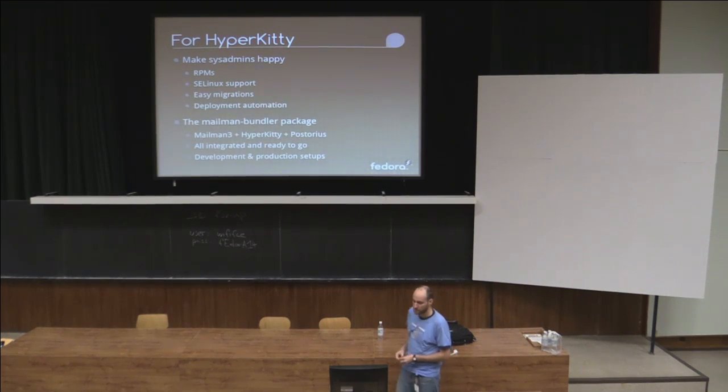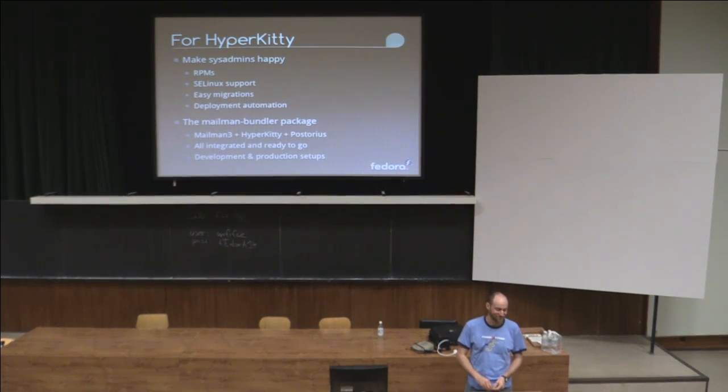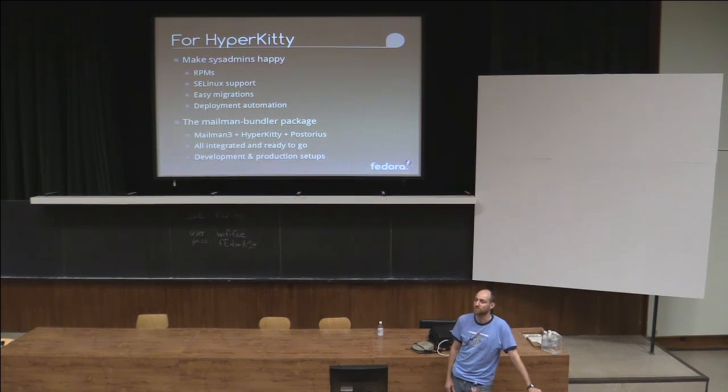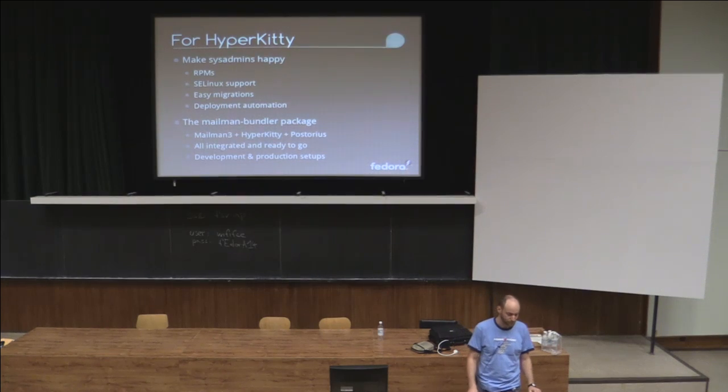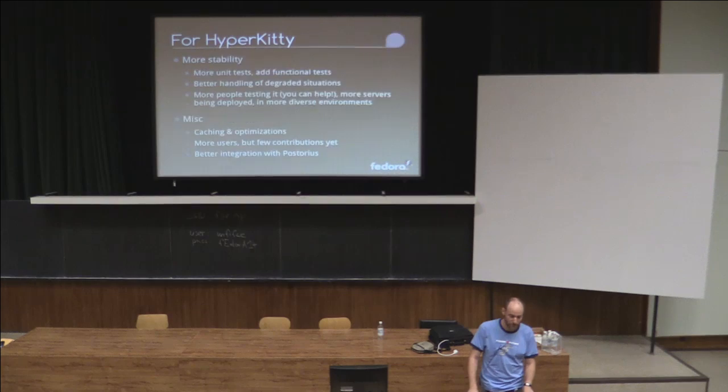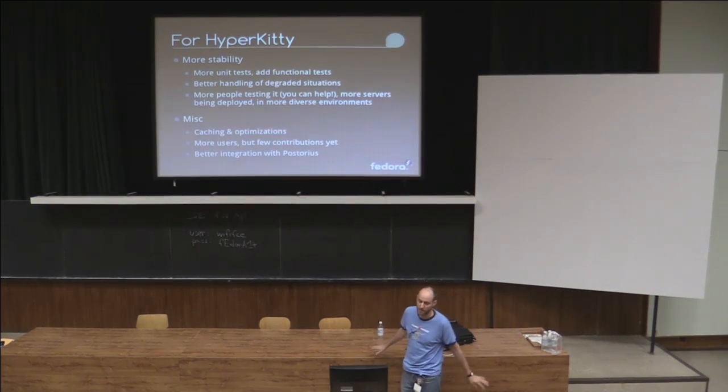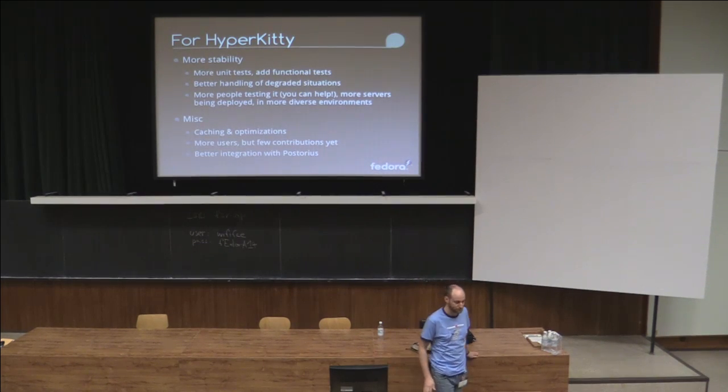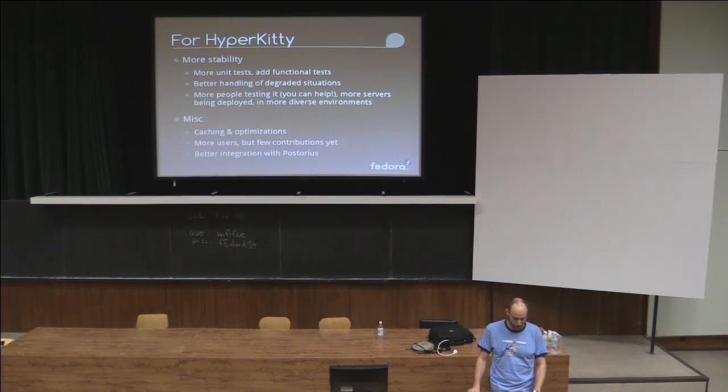The work on Hyperkitty has been concentrated on packaging, making sysadmins happy, as I say. RPM, Django upgrade support, a way to migrate easily from one version to the next. Automation of the deployments using Ansible, as with everything we do in the infrastructure team. We've been working on the Mailman bundle package, which I already talked about. And there's been mainly fixes in stability, in tests, functional tests, all that stuff, and a few optimizations.